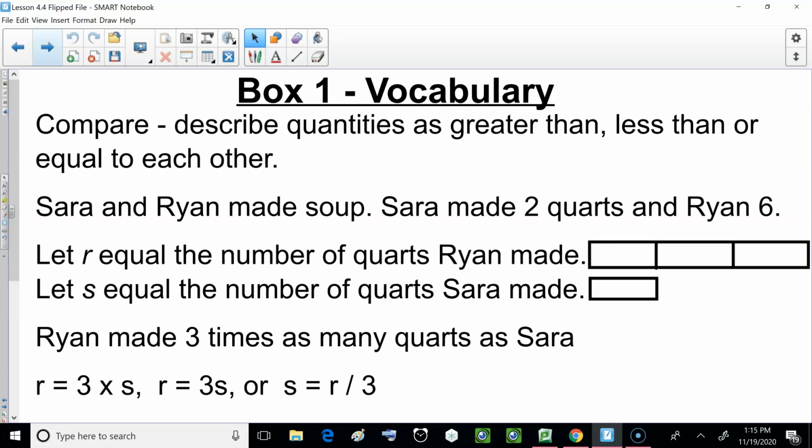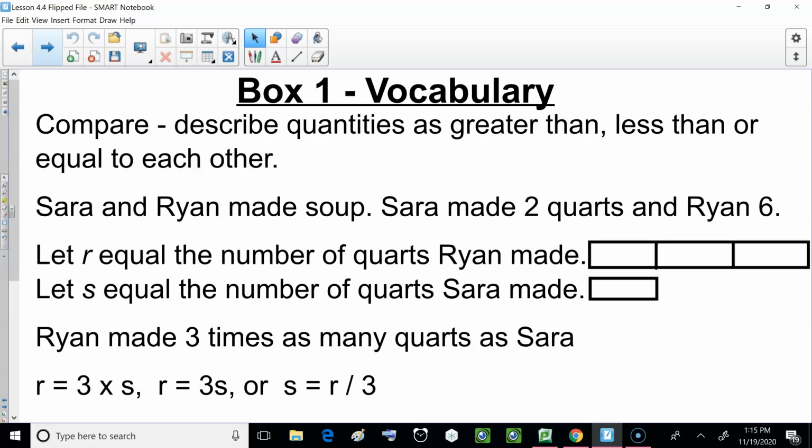Box 1, our vocabulary right now. We've got some terms that we're going to use and some examples that are going to help us out. So we're going to talk about compare. When it says compare, we've heard this before in language arts, of compare and contrast. We're going to describe quantities as greater than, less than, or equal to each other.